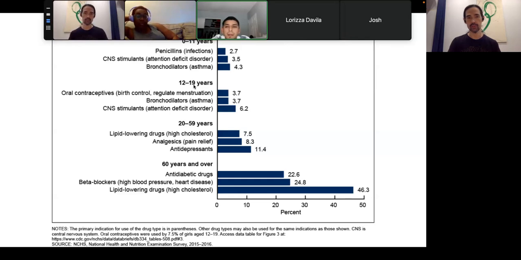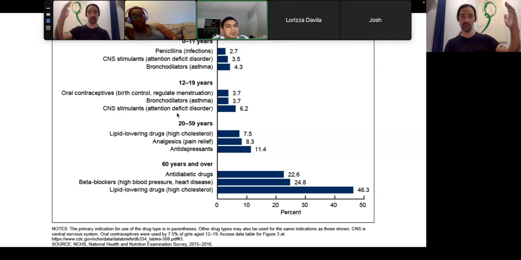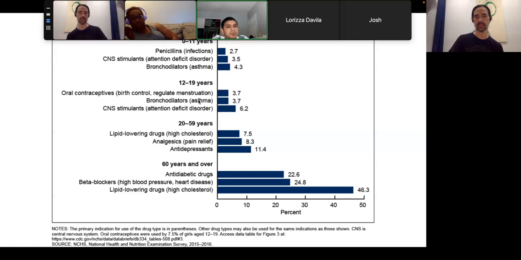And then for 12 to 19 years, it's oral contraceptives, still central nervous system disorders, that goes up. And then asthma takes second place. And then you start to see cardiovascular disease playing out in the 20 to 59 year range. It's lipid lowering drugs and antidepressants. And then over 60, it's diabetes, and then it's cardiovascular disease. High blood pressure, beta blockers for high blood pressure and heart disease, lipid lowering drugs, and then anti-diabetic drugs.